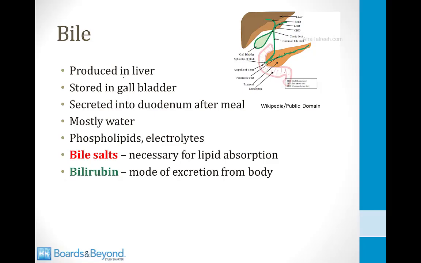Bile is a substance that is produced in the liver and then stored in the gallbladder, and after a meal it is secreted into the duodenum to help us absorb fats. It's made up mostly of water, but it also contains some phospholipids and electrolytes.